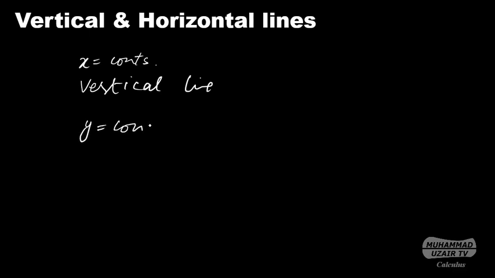Now vertical lines and horizontal lines. A line is said to be vertical if x is equal to a constant. So this will be a vertical line. A line is said to be horizontal if y is equal to a constant. So that line will be a horizontal line.